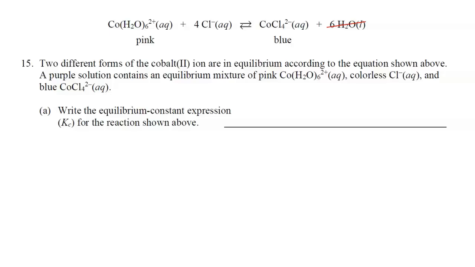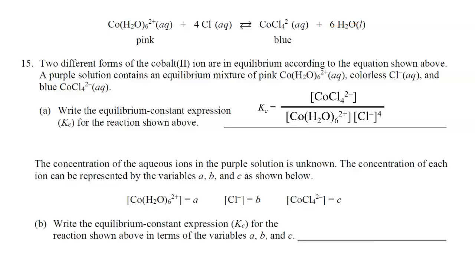So for this expression, it's going to be the concentration of that CoCl4 2- aqueous ion on the top. On the bottom, it's going to be that Co(H2O)6 2+ aqueous ion. We also have chloride on the bottom, and because the chloride has a coefficient of 4, it's going to be the concentration of chloride raised to the 4th power. So that is our equilibrium constant expression, Kc. Again, we don't include liquid water because solids and liquids are not included.